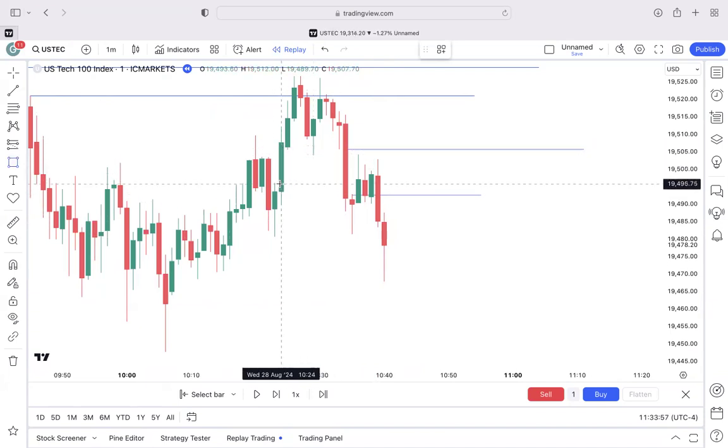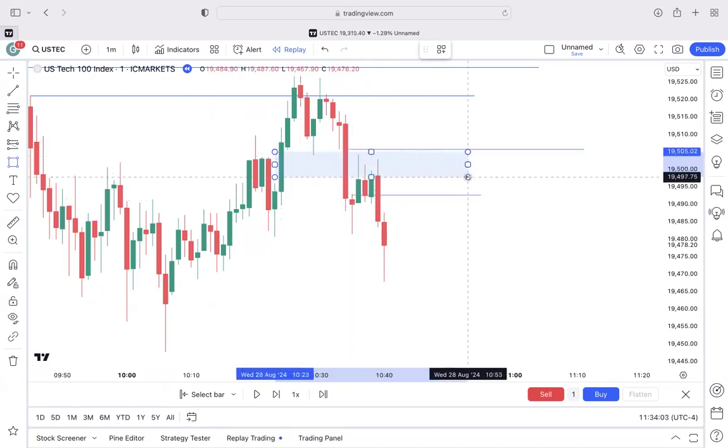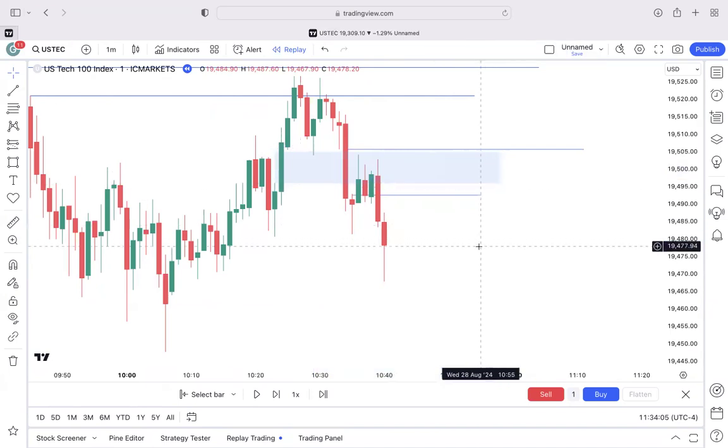Here's a buy side imbalance. Here's a sell side imbalance, the one that we displaced from. There's your inversion fair value gap.